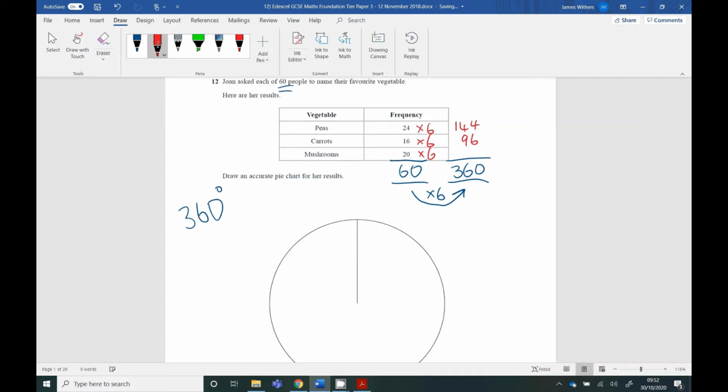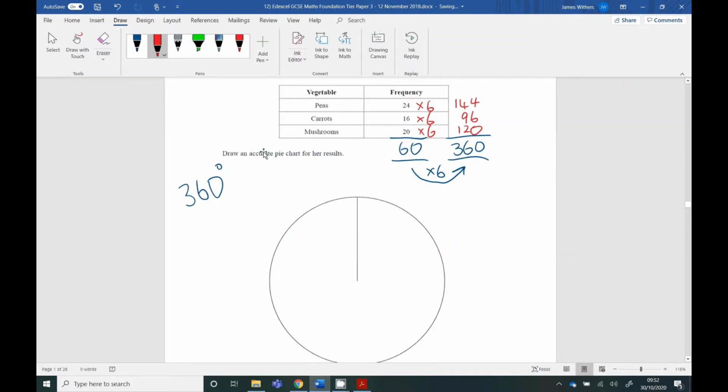And 20 times 6 is 120. So those are going to have to be the angles that we do. Now the next bit I'm not going to be able to do accurately. I'm afraid the software I'm using doesn't allow me to use a protractor or anything. So what I would need to do, I'd get out my protractor, pop it on top of that line, and make sure when I count round I get 144 degrees. So that's going to be somewhere around about here.